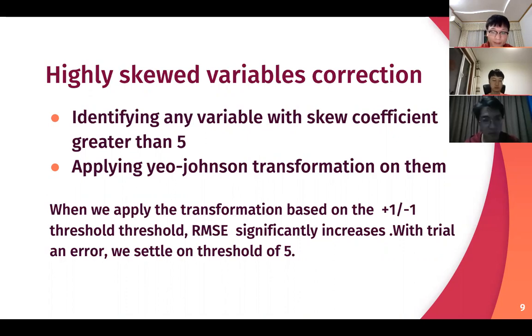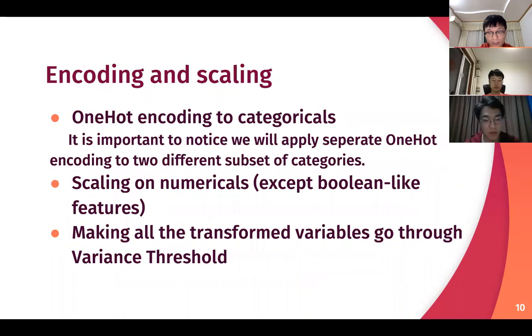Encoding and scaling. We apply one-hot encoding on categorical codes and scaling on numericals. Then we will make the transformed variables go through various thresholds.